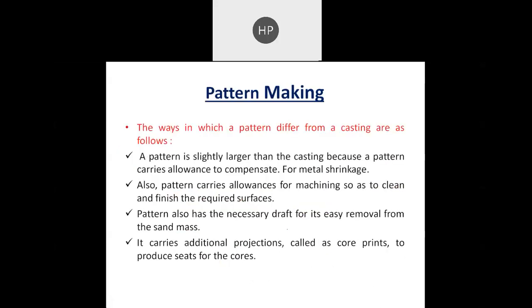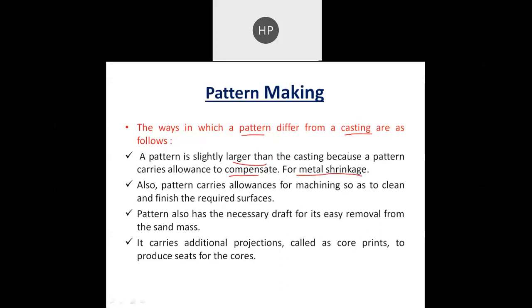The ways in which a pattern differs from casting are as follows. As I told earlier, a pattern is not the same as casting. It is approximately the same, but it is not the same. So in which manner it will be different, that we will see. A pattern is slightly larger than the casting, because a pattern carries allowances to compensate for metal shrinkage.